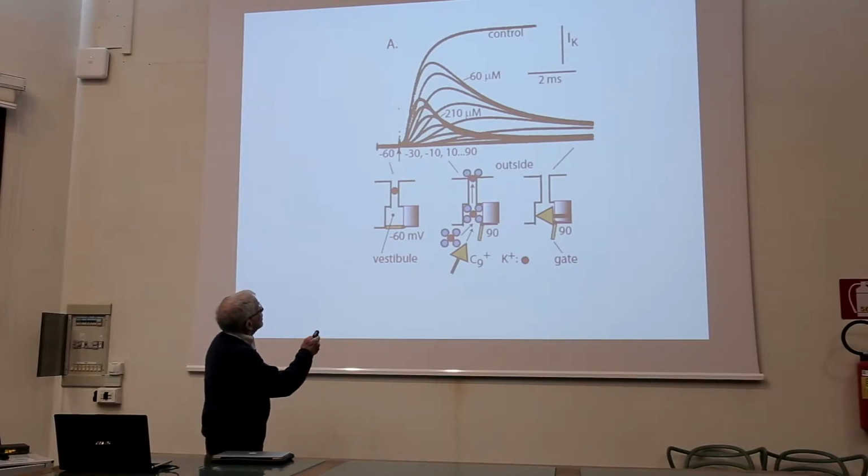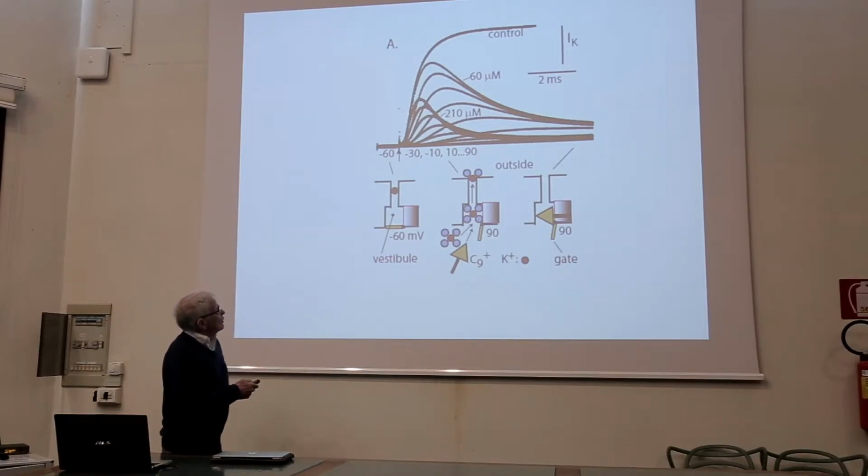And the description of this was shown here in the control case. You can see the potassium current turns on and simply stays on. And if you inject 60 micromolar of this C9 compound inside, then the current turns on and then decays away. And if you increase the concentration to 210, then everything happens more rapidly.